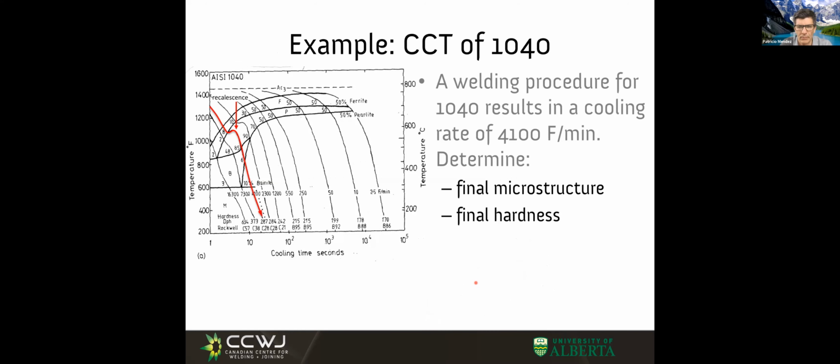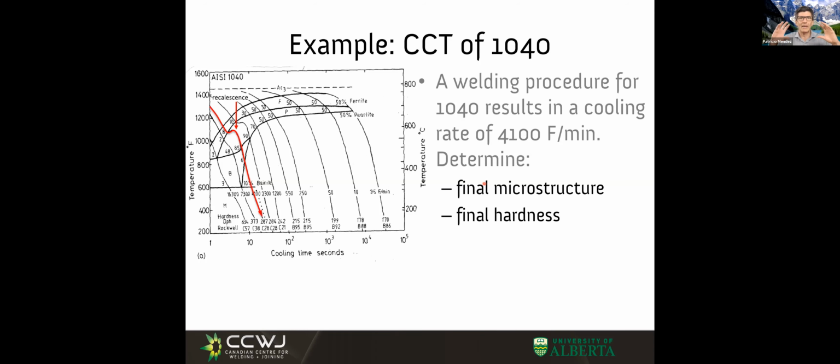So I'm going to work through this example, but if you look at all the exams, you see that I ask every year a question like this. I give you a CCT, and I say, tell me for this cooling rate, what we should expect. Right here we have 4,100 degrees per minute. This is a perfectly possible cooling rate in welding. And this diagram speaks. These diagrams are amazing.